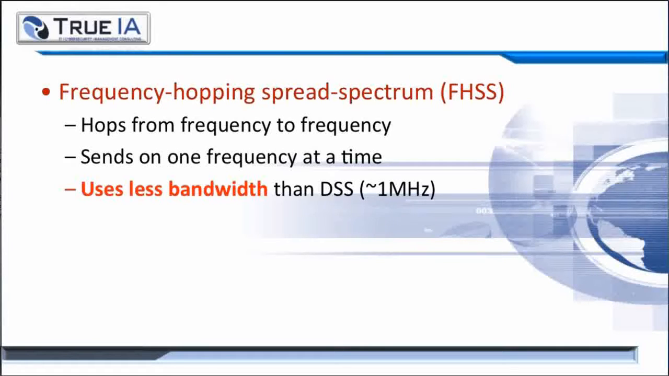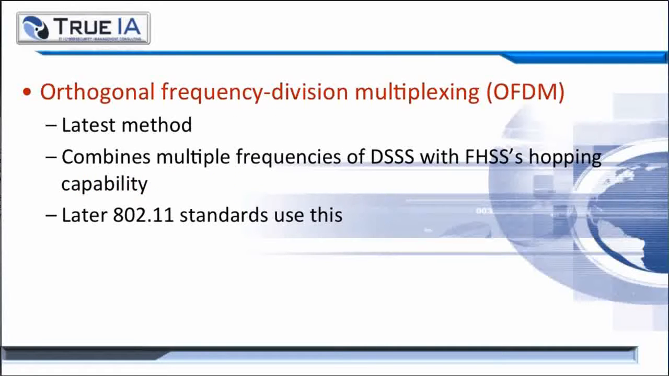With frequency hopping spread spectrum, the hops are from frequency to frequency. It sends on one frequency at a time, so the result is much lower bandwidth utilization, about 1 megahertz. And orthogonal frequency division multiplexing, OFDM. This is considered the modern method of the 802.11 standard. It combines multiple frequencies of DSSS with the hopping capability of FHSS.